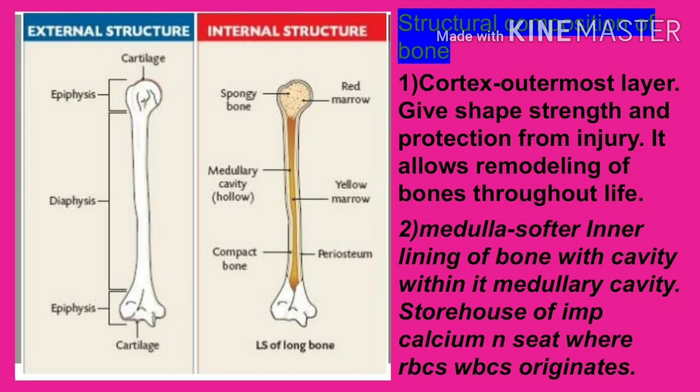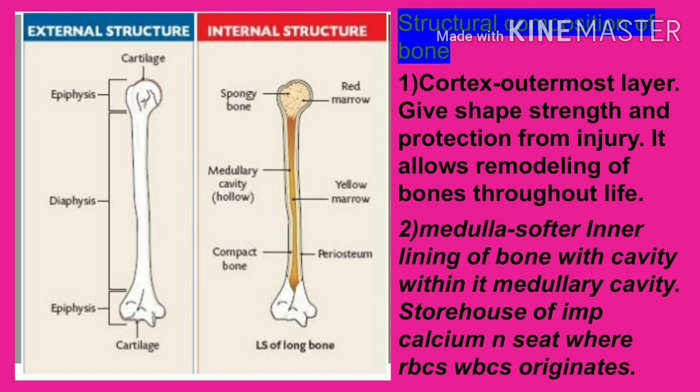Structural composition of bone, we have a picture here. It is external structure and internal structure. Look at the external structure. It has epiphysis, diaphysis, cartilage, and in internal structure we have spongy bone, red marrow, yellow marrow. It has medullary cavity, compact bone. It has periosteum. Look at the picture here. The bone is covered by periosteum. I already told you, and periosteum is attached to the bone by Sharpey's fibers.